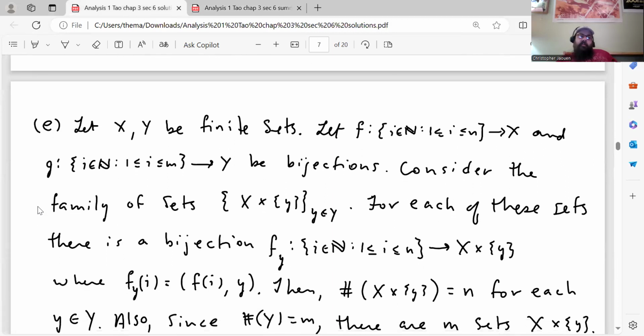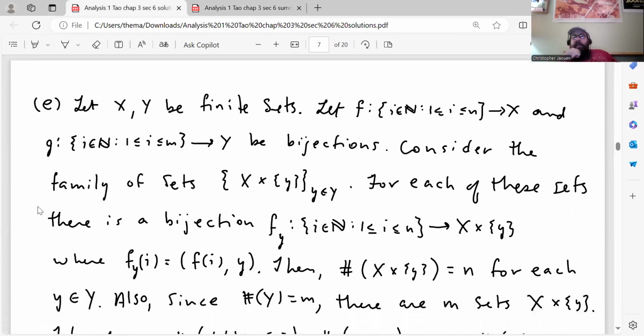All right, here's my proof. Let X, Y be finite sets, and let f and g be bijections. f goes from the set of natural numbers between 1 and n to X, and g goes from the set of natural numbers from 1 to m to Y. Consider the family of sets, X times the singleton set containing y. So in other words, all these sets have second component fixed. It's a fixed element of Y, and the family of sets varies over all elements of Y.